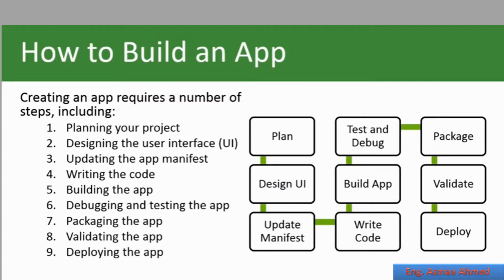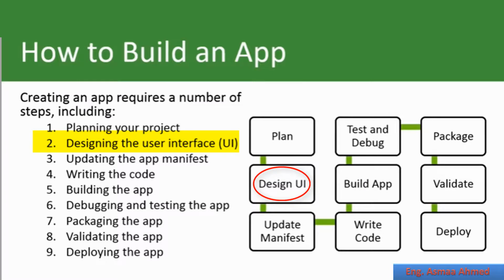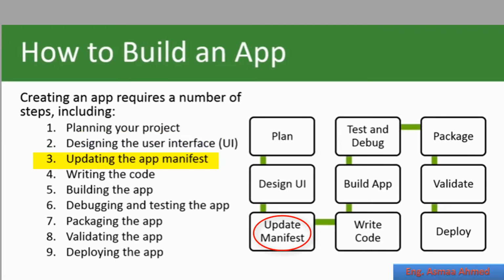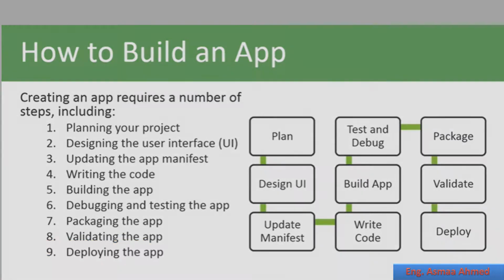Creating a packaged app. Number 1, Planning. Number 2, Design UI, User Interface. Number 3, Update manifest. Number 4, Write code of your page. Number 5, Build app. Number 6, the most important step is to test and debug your code. Number 7, Package your work. Number 8, Validation. Number 9, Deployment.